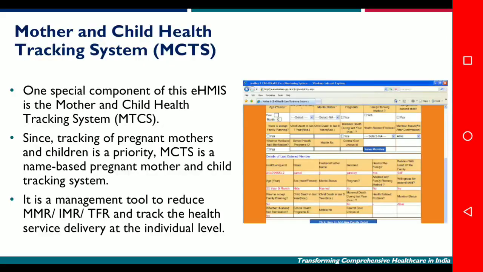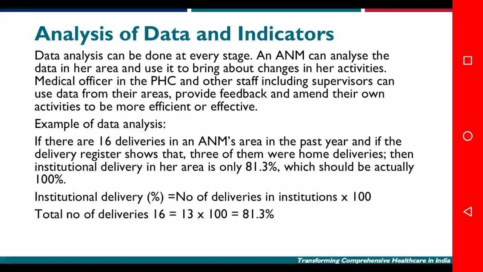Next is the mother and child health tracking system. You have studied it in detail in community health nursing. Here just a brief. One special component of this HMIS is the mother and child health tracking system. Since tracking of pregnant mothers and children is the priority, MCTS is a name based pregnant mother and child tracking system. It is a management tool to reduce MMR, that is maternal mortality rate, infant mortality rate, and TFR, and to track health service delivery at the individual level.